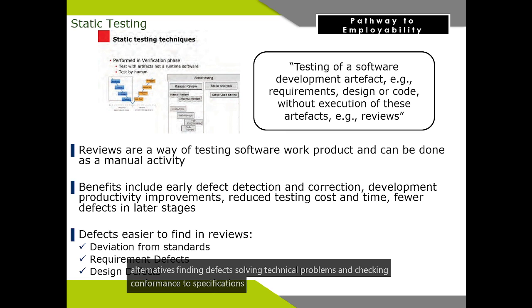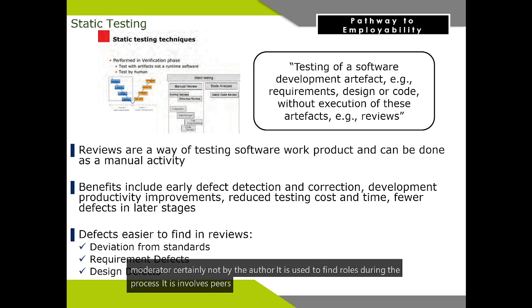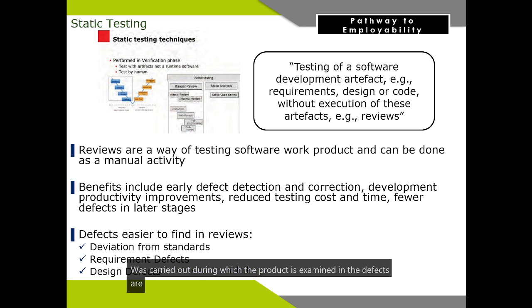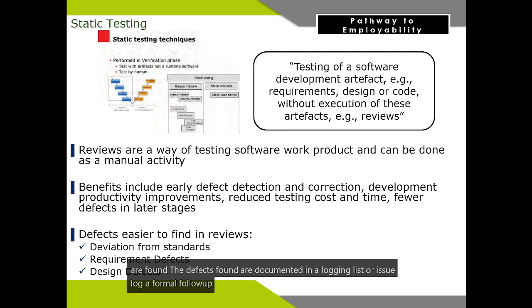Inspections. It is usually led by a trained moderator, certainly not by the author. It is used to find roles during the process. It involves peers to examine the product. Rules and checklists are used during the preparation phase. A separate preparation is carried out during which the product is examined and the defects are found. The defects found are documented in a logging list or issue log. A formal follow-up is carried out by the moderator applying exit criteria.